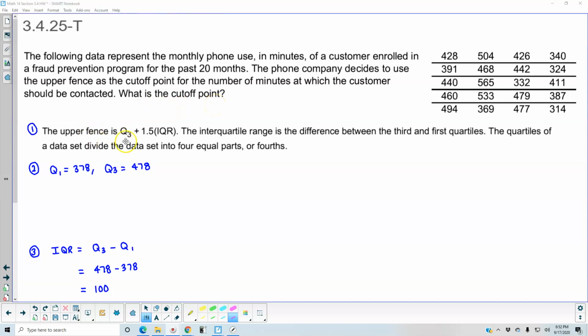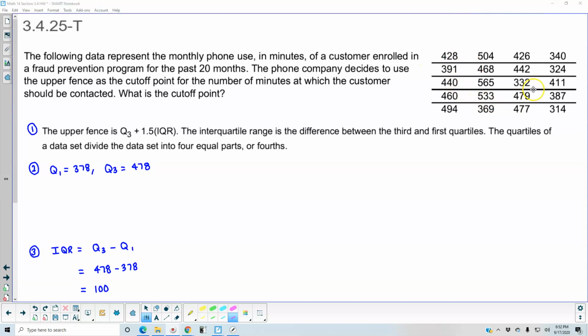Now, the upper fence is quartile 3 plus 1.5 times the interquartile range. Now, the interquartile range is the difference between the third and the first quartiles, and the quartiles of the data set divide the data into 4 equal parts or fourths.